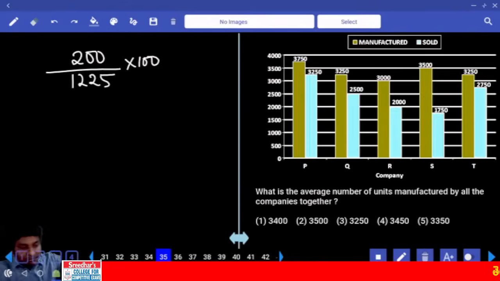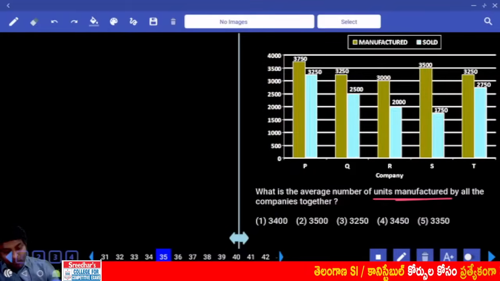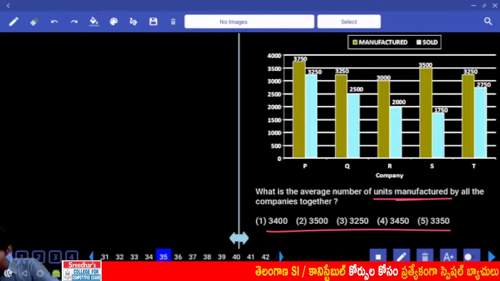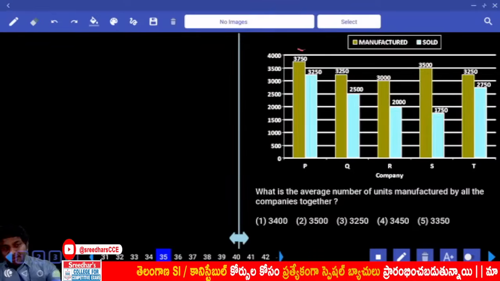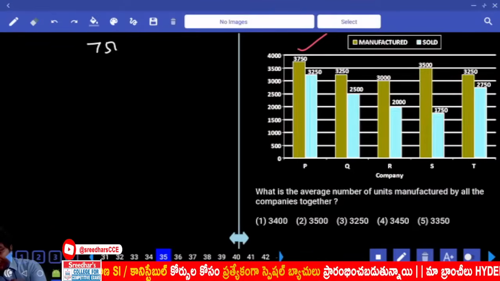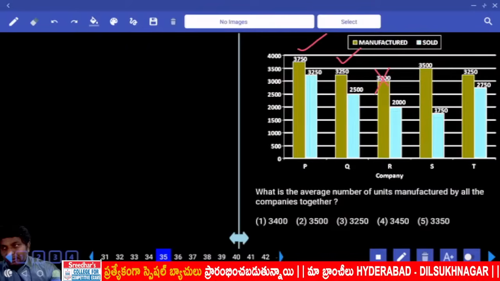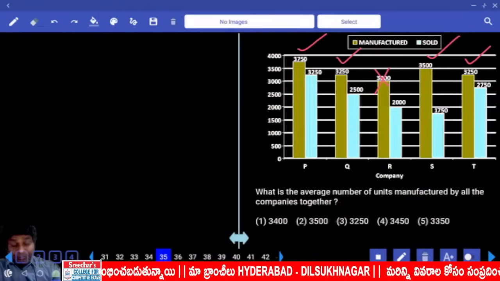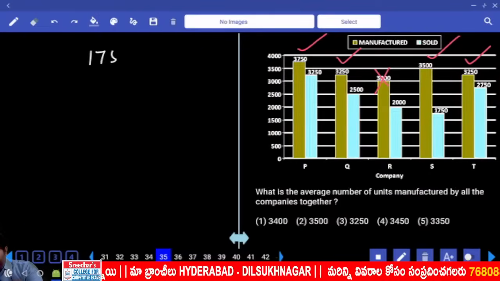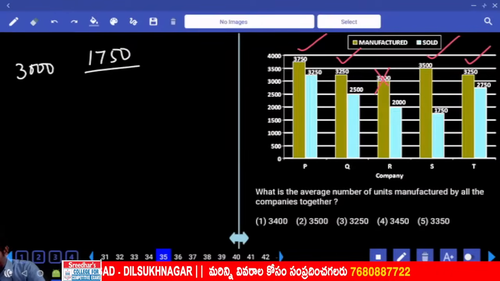What is the average number of units manufactured by all the companies together? Manufactured items, all green color, correct? When you look at options, options are all more than. So let us take benchmark as 3000. First number, how much more? 750. Next one, total 1000. Nothing more, nothing less. 500 more. Total 1500. 250 more. 1750.